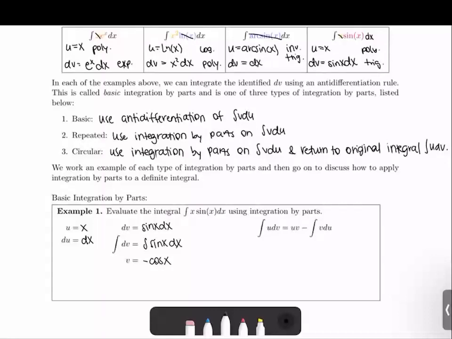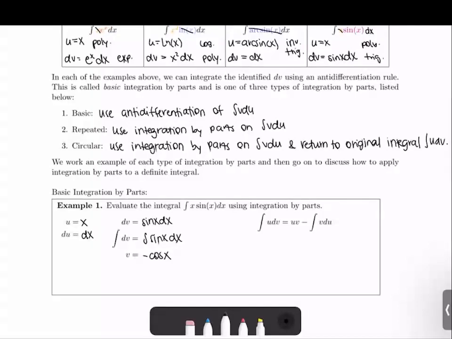And you'll notice that whenever we're doing this, we're not going to worry about putting a plus c on anything, just because we'll do that as our last step. So we have differentiated u, and integrated dv to now have our new v and du. So now we just put everything into the integration by parts formula. The integral of u dv, which was the integral of x sine of x dx, can be rewritten as u times v, which is negative x times cosine of x, minus the integral of v du. So this is minus cosine of x dx.